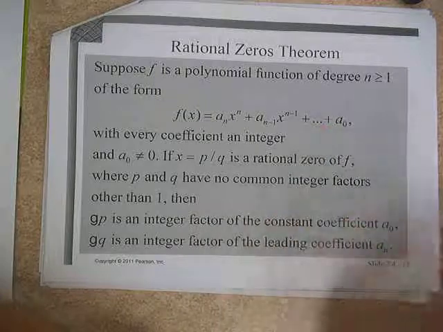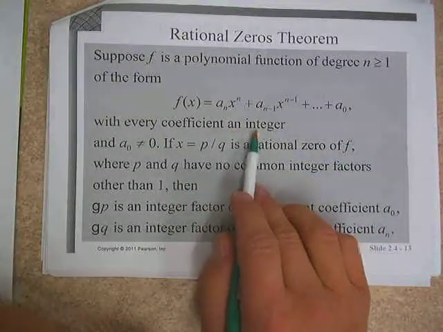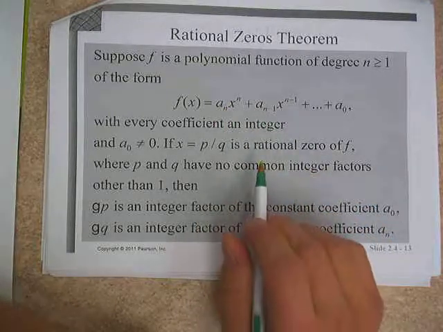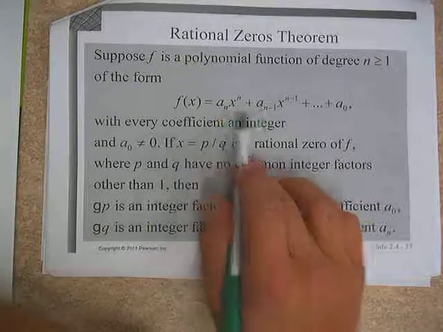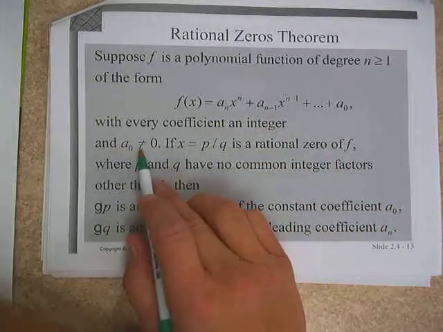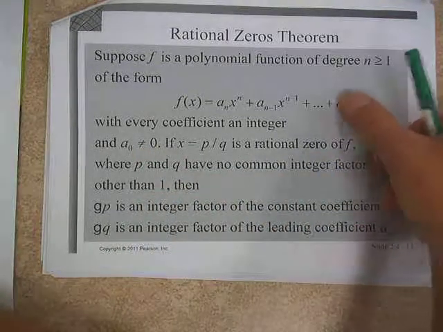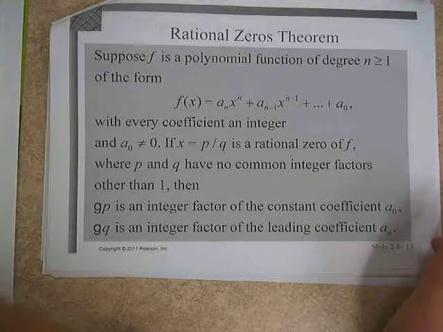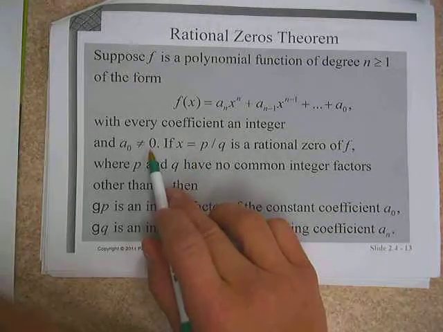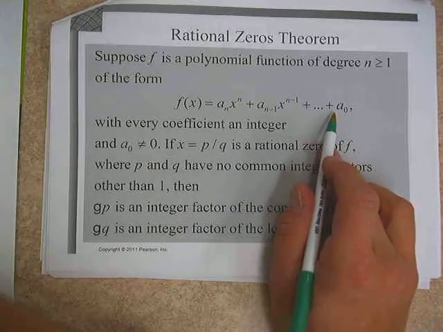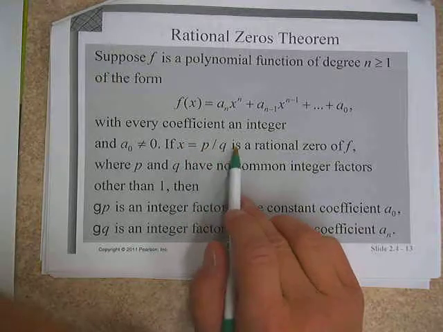So bottom line is we have this polynomial. It's got degree greater than or equal to 1. It's of the normal polynomial form, with every coefficient an integer. So keep in mind that these numbers in front have to be integers, otherwise this is not going to work. And the a sub 0 cannot equal 0. Keep in mind if a sub 0 equals 0, then each of the terms would have an x, and then we could just factor out the x. So there has to be a constant term, if you will.